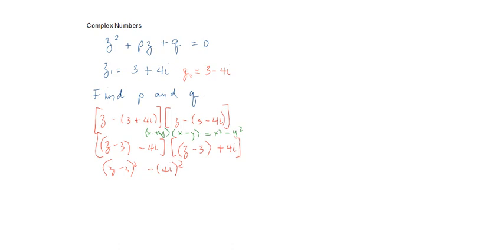So we have here z squared minus 6z plus 9, and this is 4i times 4i, which is 16i squared, and i squared is negative 1. So minus times negative gives us plus 16. So we have now z squared minus 6z plus 25. Now we can answer what the values of p and q are. So p is negative 6, and q is 25.